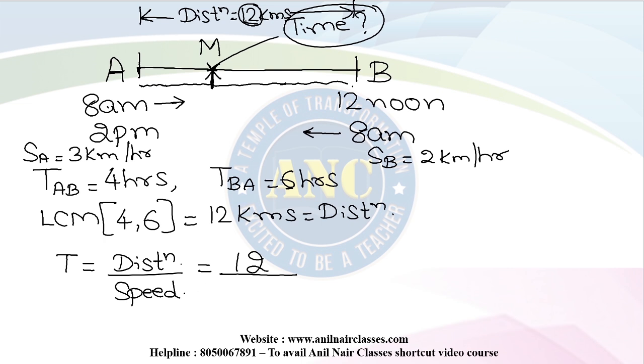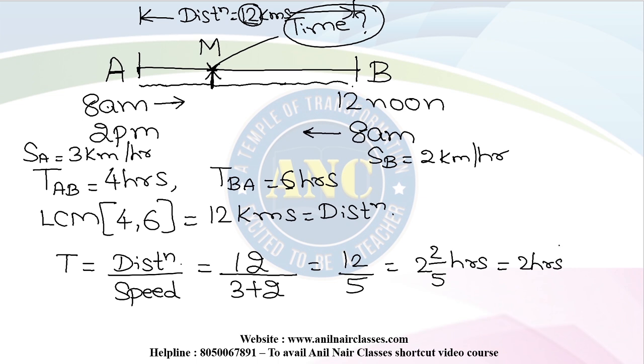So the relative speed when they are traveling in opposite directions is 3 plus 2. So it is 12 divided by 5. 12 by 5 is nothing but 2 and 2 by 5 hours. 2 by 5 hours is 2 hours, and for 2 by 5 hours, I multiply 2 by 5 by 60, which gives me 24 minutes.